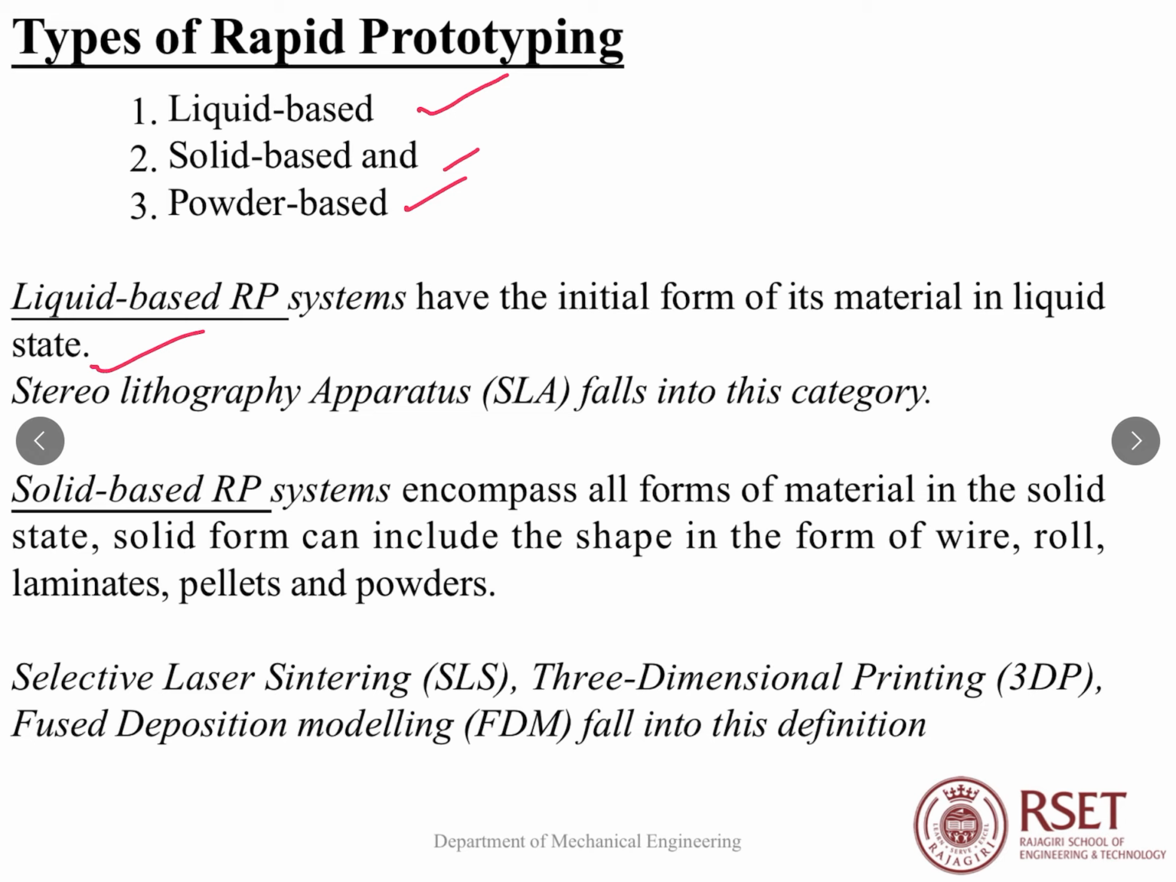Solid based rapid prototyping systems encompass all forms of material in solid state. The solid form can include wire, roll, laminates, pellets or powders. So the powder based system also comes under solid based. Selective laser sintering uses powder form. 3-dimensional printing and fused deposition modeling use material in the form of wire or roll. So these are the different types.